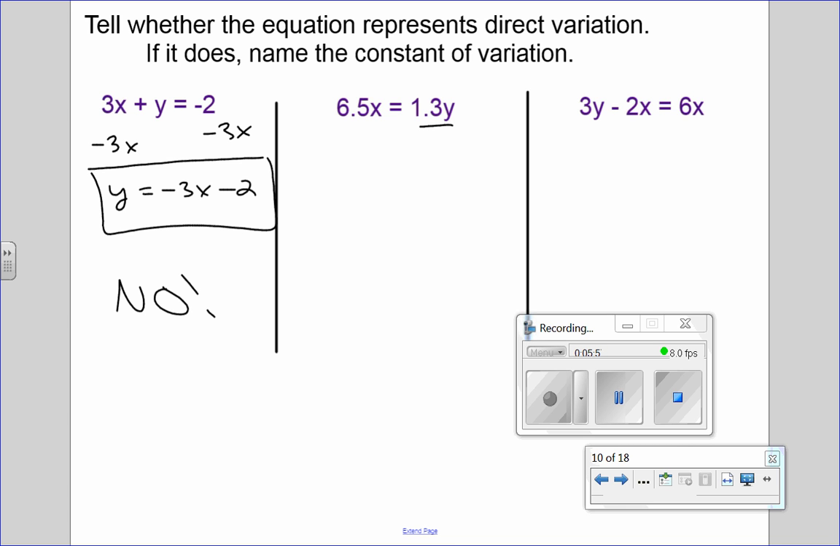Now I grabbed my calculator because that's going to be a weird decimal thing, and I'm actually going to turn the answer into a fraction. Remember the fraction button, math, enter, enter. 6.5 divided by 1.3. Oh, it ended up being 5. Well, that was easier than I thought.